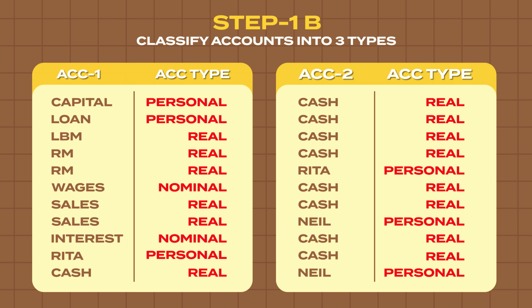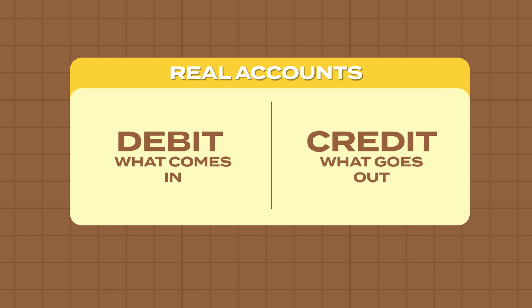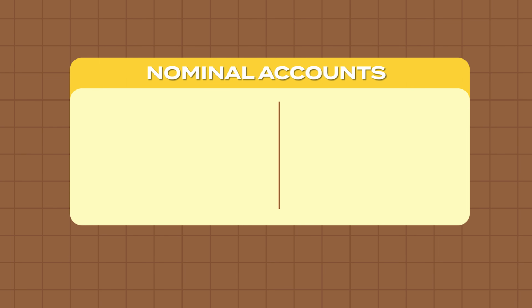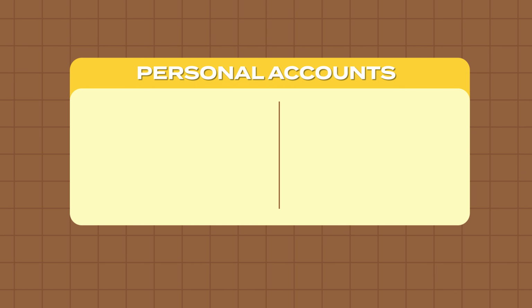So folks, step number 1B, classify these accounts into three types. What are we trying to do? We know the two account heads involved. What we don't know is which one to debit, which one to credit. For that, we have classified all accounts into three types, real, nominal, personal. Now there are rules for all these three types. For real accounts, the rule is debit what comes in, credit what goes out. For nominal accounts, the rule is debit expenses and losses, credit incomes and gains. And for personal accounts, the rule is debit the receiver, credit the giver.